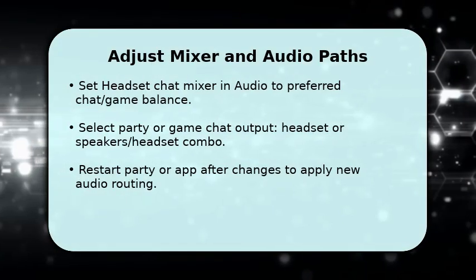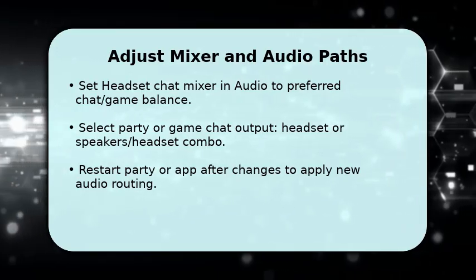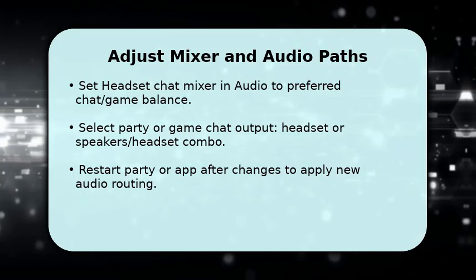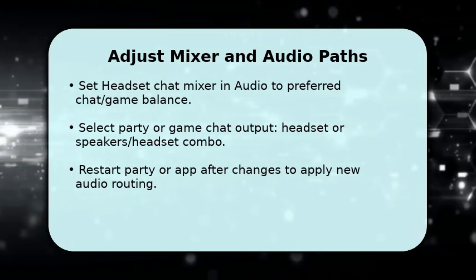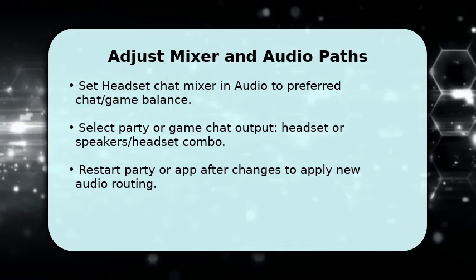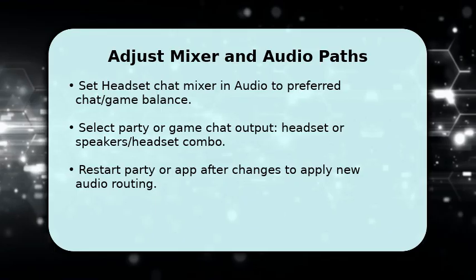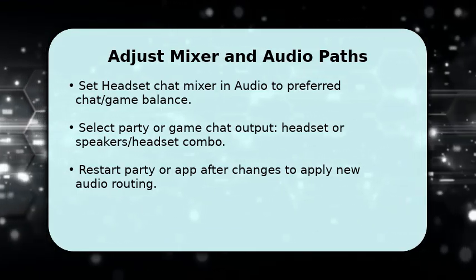Now, you change the chat mixer balance while monitoring both chat and game audio so you can hear the effect in real time. Make sure the output option sends chat to the headset and not to speakers, because wrong routing mutes chat unexpectedly. Once you set the balance and outputs, leave the audio settings and restart the party or game app to force the system to reapply routing.